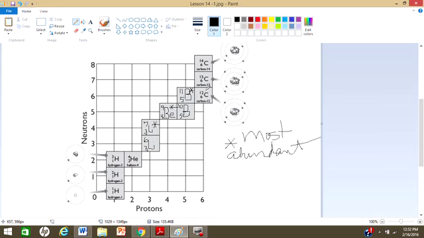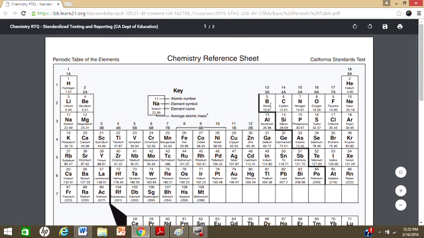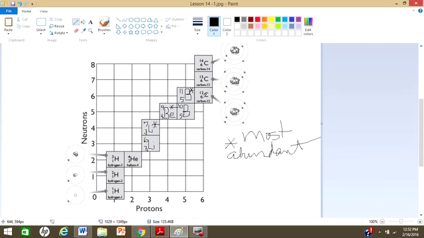Now, look at your periodic table and tell me which form of carbon is the most abundant, 14, 13, or 12. Here's carbon. Most abundant form, 14, 13, or 12. Well, if you look at this number, you round it to the nearest whole number, it's carbon 12. So we're going to put a little star by there so you guys can just remember. Carbon 12 is the most abundant form.